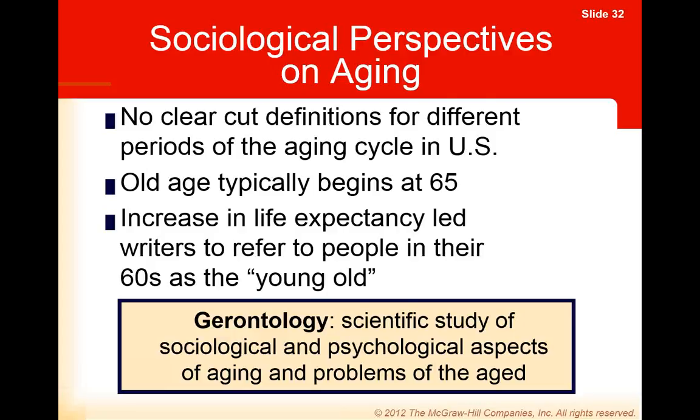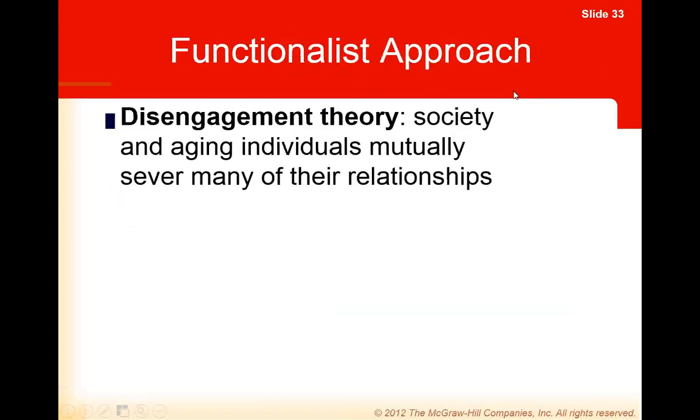One of the fastest growing fields in the social sciences is gerontology, especially in psychology and sociology. It's the scientific study of aging, and with our population growing older and hospice care becoming more and more prevalent in our society, doing research on the specific psychological and sociological aspects of aging and problems of the aged is one of the fastest growing areas of social research.